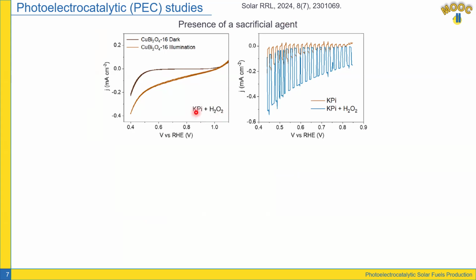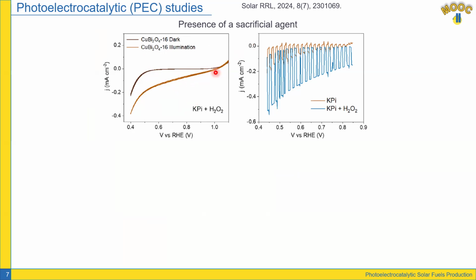So for this purpose, we add a bit of hydrogen peroxide to our potassium phosphate buffer, which is acting as an electron scavenger, and we can see that we are able to improve the performance of our photocathode. So basically, here we employed cyclic voltammetry as an indirect measurement of the stability.